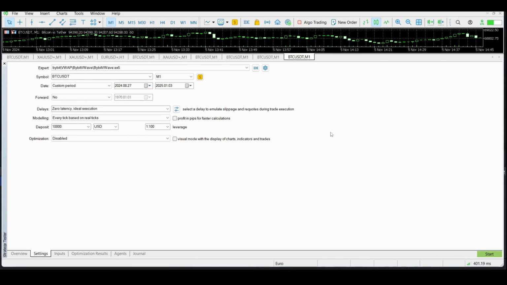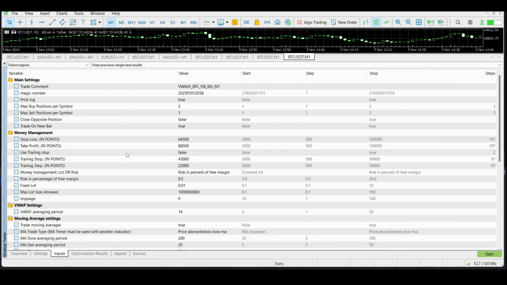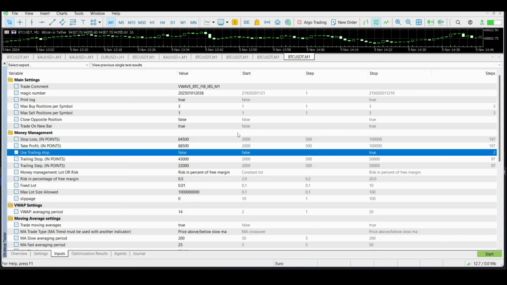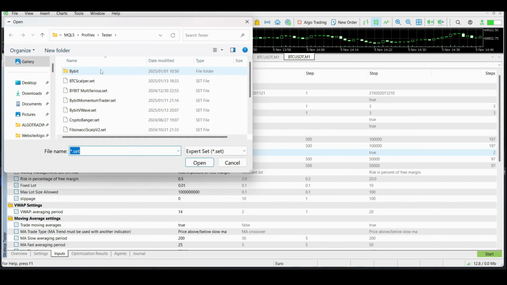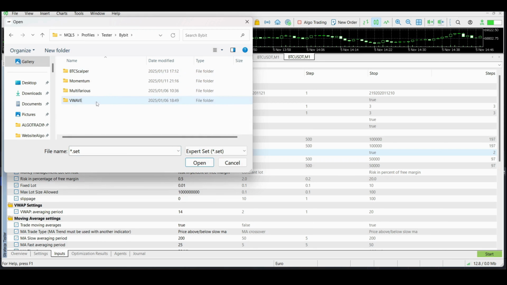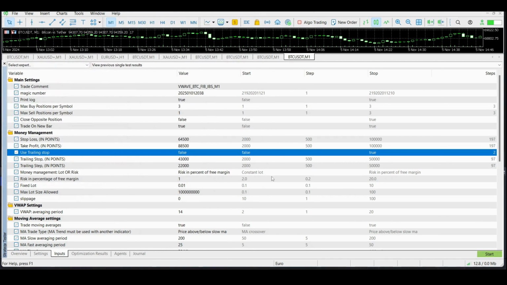So I've loaded my V-WAVE Expert Advisor. I'm going to be running it on Bitcoin on a 1 minute chart, and I'm going to start with a $10,000 account. Now I'm going to load one of my set files. Alright, so now I've loaded a set file that is not over optimized.